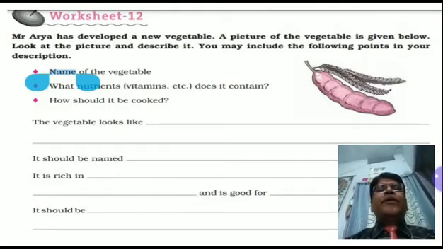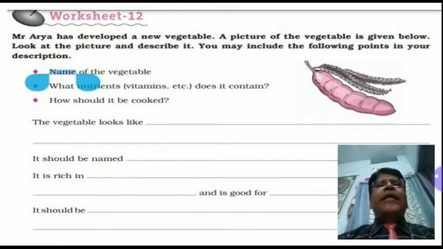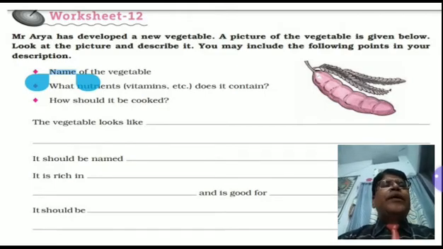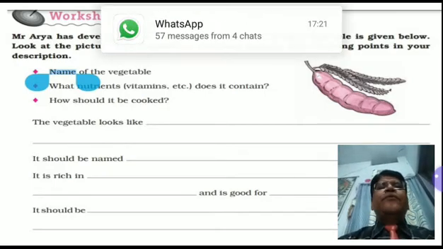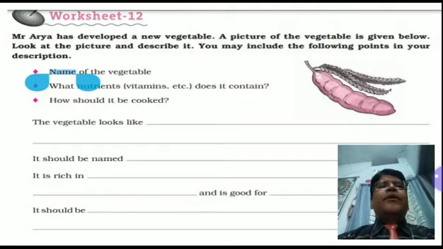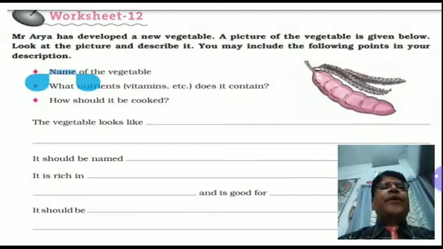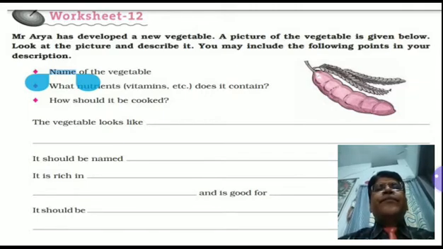Look at what the question demands. Mr. Arya has developed a new vegetable. A picture of the vegetable is given below. Look at the picture and describe it. You may include the following points in your description: name of the vegetable, what nutrients does it contain, how should it be cooked.